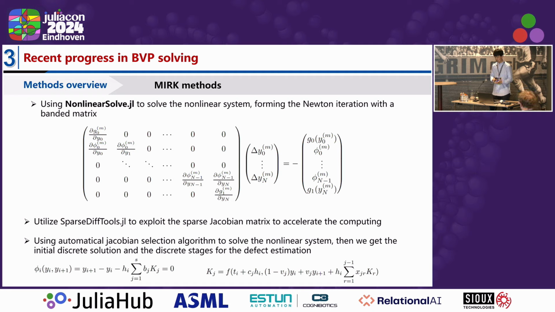After the nonlinear solve part, we only get the discrete solution of the boundary value problems. During the whole nonlinear solve process, we can take advantage of the powerful SciML tools like SparseDiffTools.jl. Since our constructed nonlinear system has an almost banded structure, we can directly use BandedMatrices.jl and FastAlmostBandedMatrices.jl to accelerate our nonlinear system solving. All this is just the purely solving part of the methods.